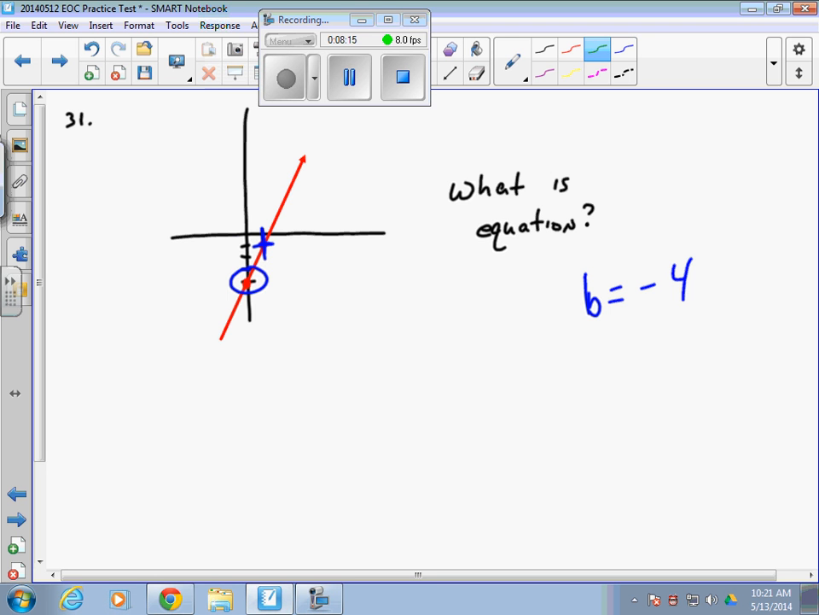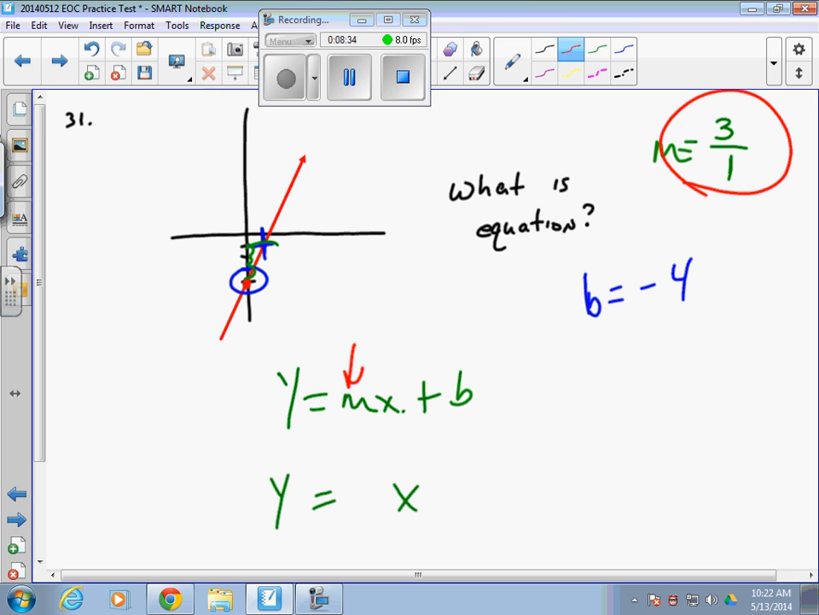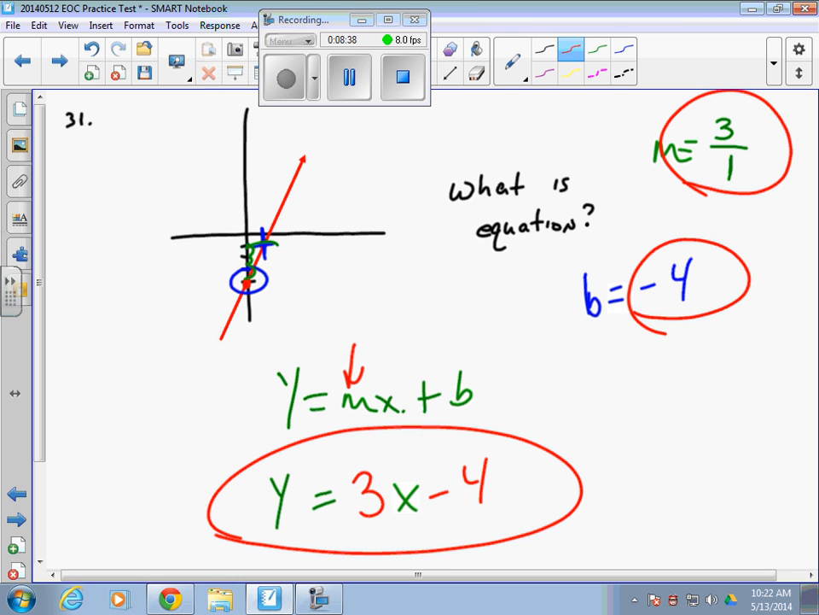So go up from your B value. You got to go up once, twice, 3 times. Up 3 times is positive 3. And to the right 1 is positive 1. Now you got an M value and you got a B value. Again, Y equals MX plus B. Leave Y, leave equals, and leave X. Plug in M, 3. And plug in B, negative 4. 3X minus 4.